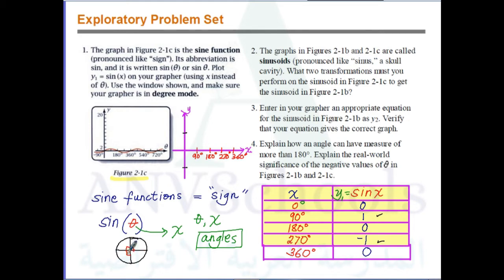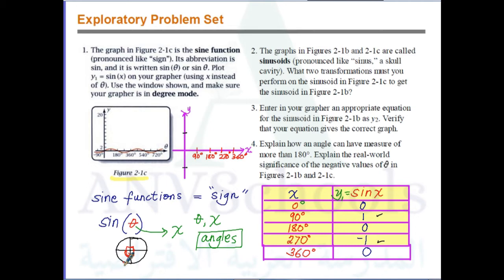Add 90 degrees, that's 180 degrees. 180 plus 90, that's 270. 270 plus 90 is 360. So therefore, our 270 is this portion. Okay? So at 270, you have a minimum at -1. At 90 degrees, you have a maximum at 1.